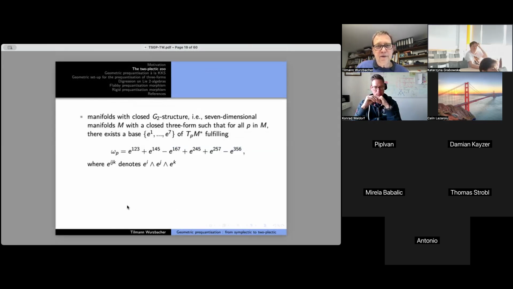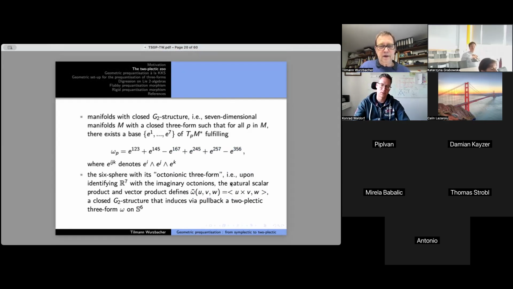Another class is what one calls manifolds with closed G2 structure. So it's seven-dimensional manifolds with a closed three form, which you can describe like this. Okay, this is a rather pedestrian way to describe it. One should describe it in terms of holonomies, in terms of G structures, but I don't want to make it too long here, and it's not the point of the talk. So this is a G2 manifold.